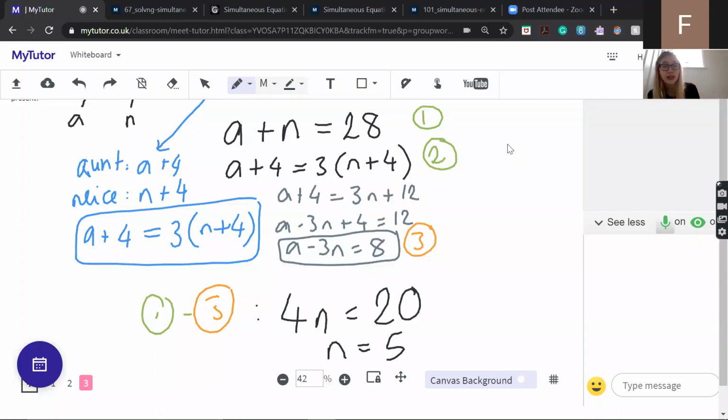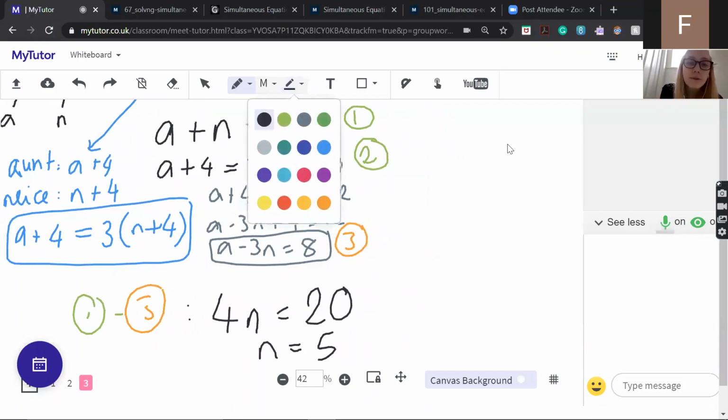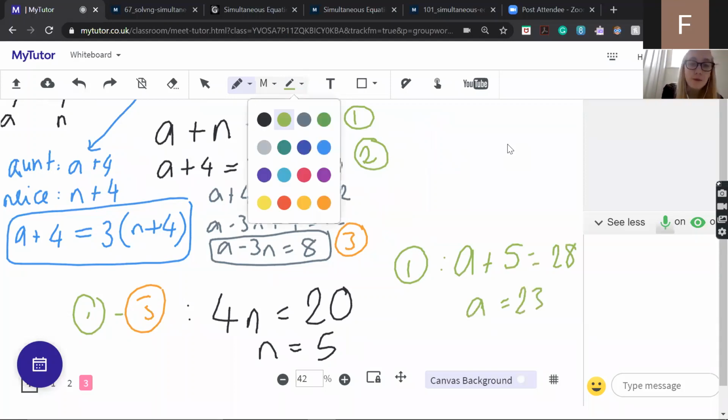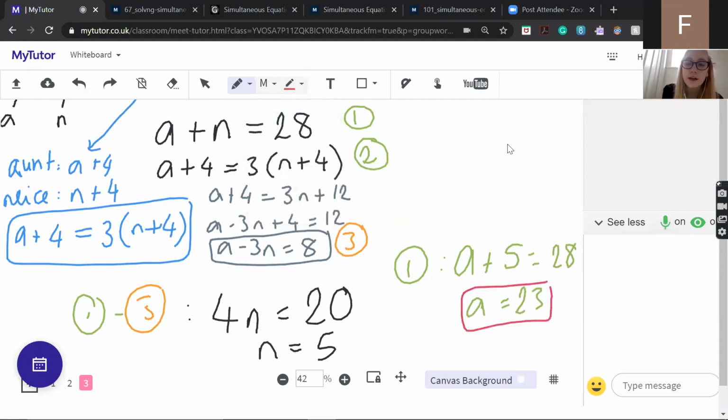Brilliant. And then we'll just have a quick look at one of our equations to see what a is going to be. Well, we know that their ages add up to 28, so we know that a plus 5 equals 28. So a must be 23. So at the moment, the aunt is 23 and the niece is 5.